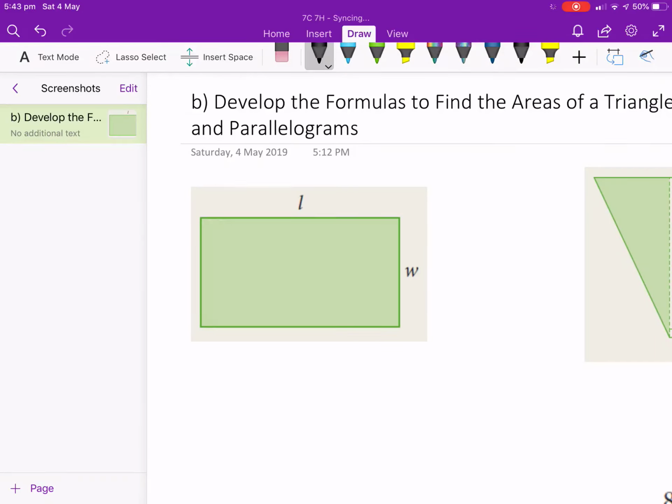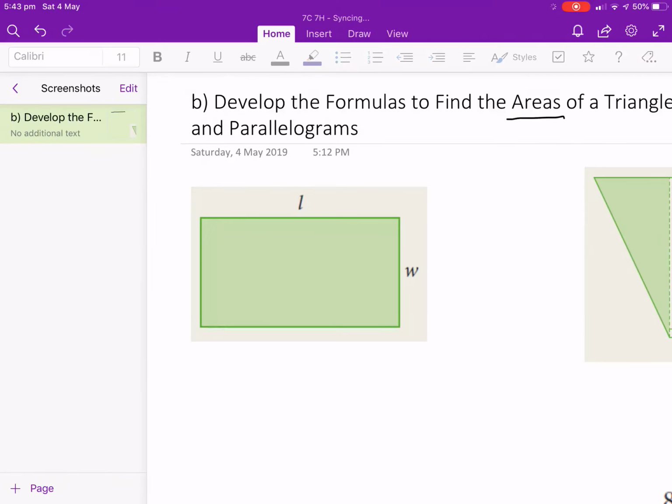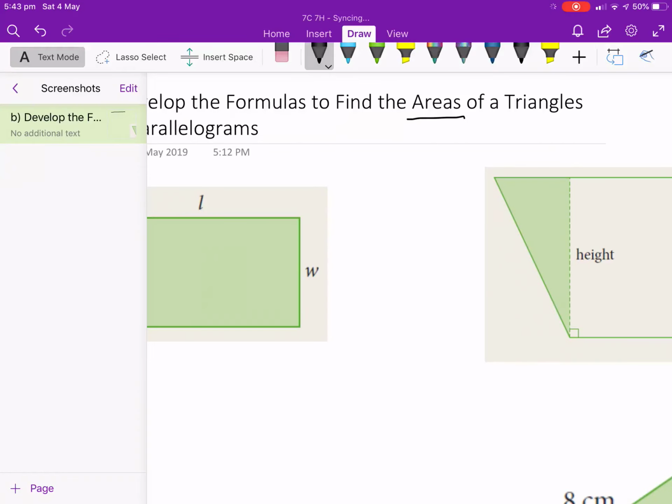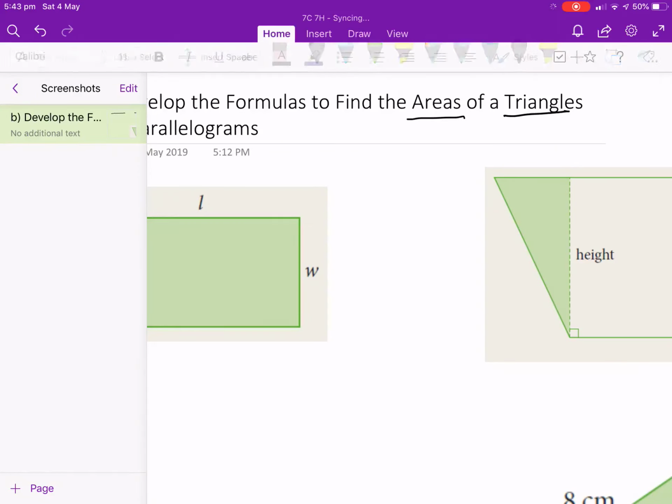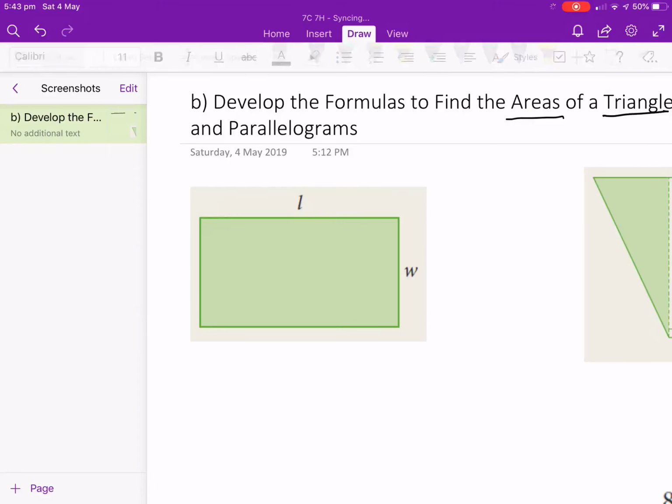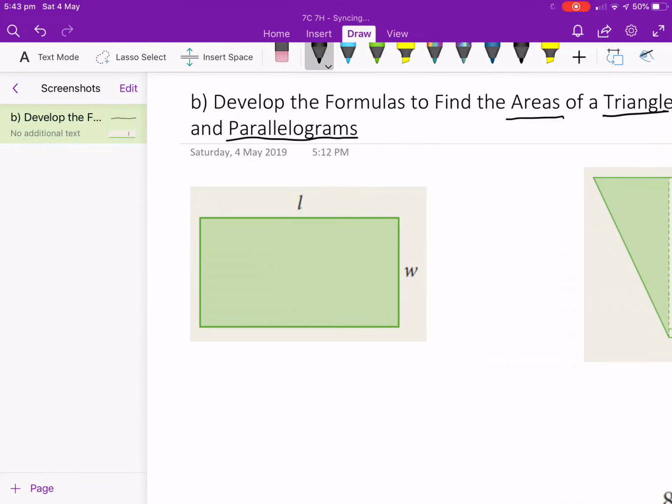Okay, in this screencast we're going to be establishing areas of triangles and parallelograms. So just as a quick recap, in front of us here we have a rectangle. The area for a rectangle is length times width. So what's the difference between a rectangle and a parallelogram?